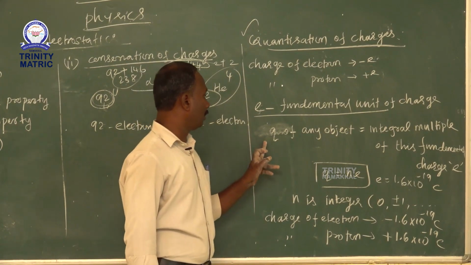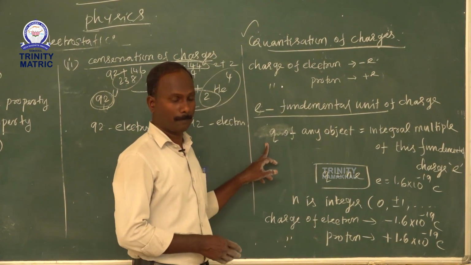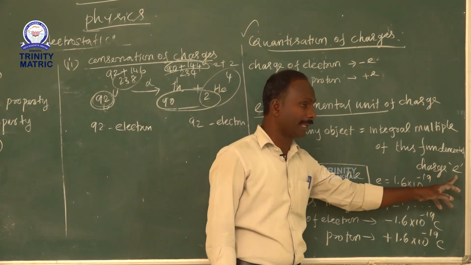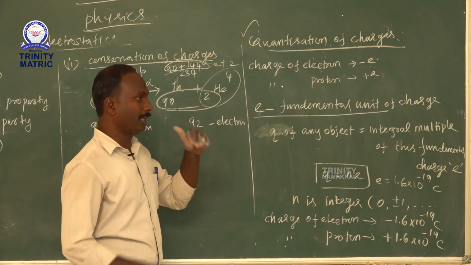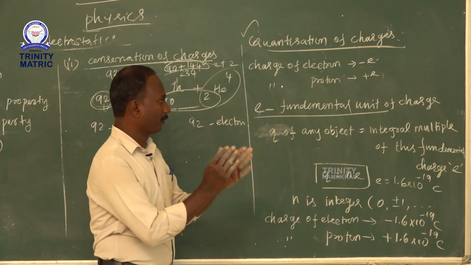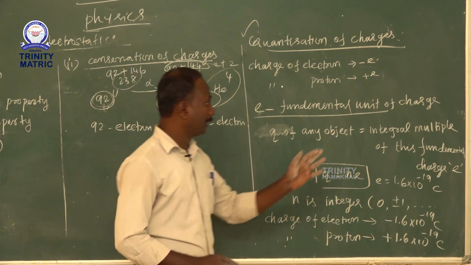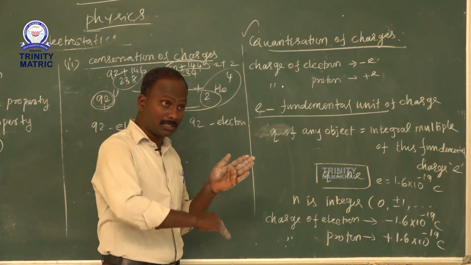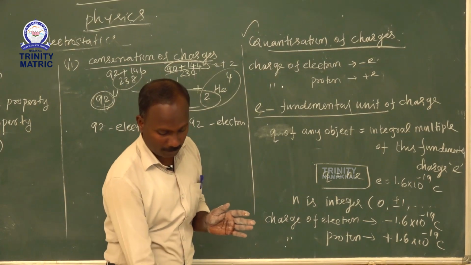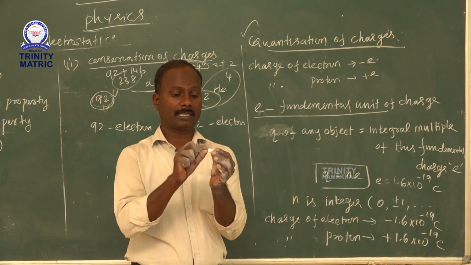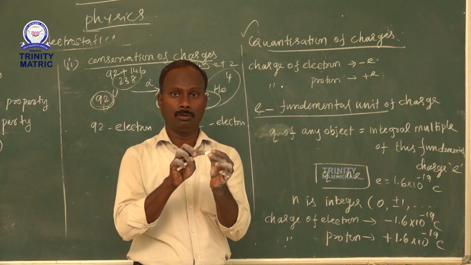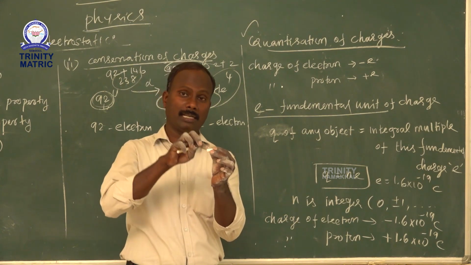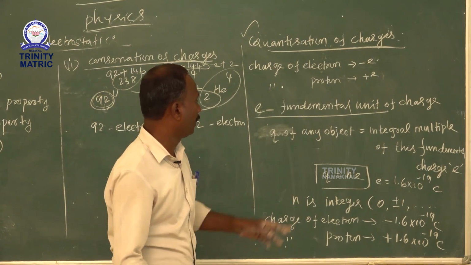So the charge Q of any object is equal to integral multiples of this fundamental charge e. That is quantization. If any object has charge, it is an integral multiple of this fundamental charge. So all objects have integral multiples of the fundamental unit. If the chalk piece is one of the objects, its total charge is an integral multiple of the fundamental charge. So that is quantization.